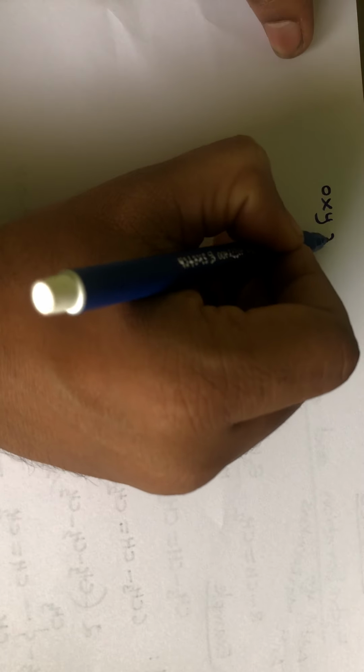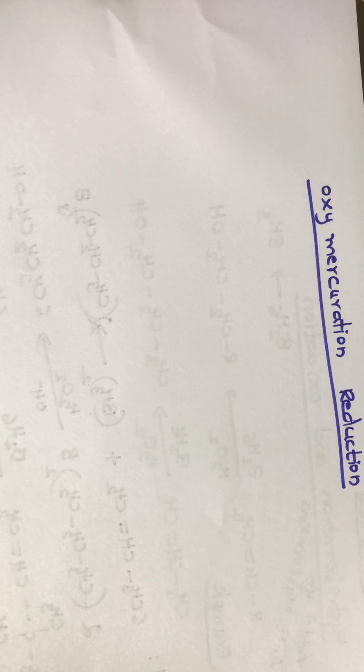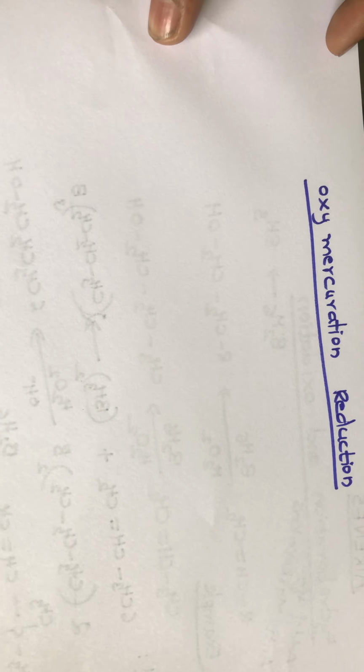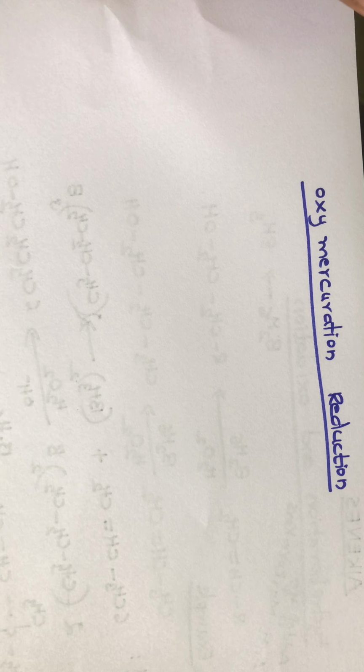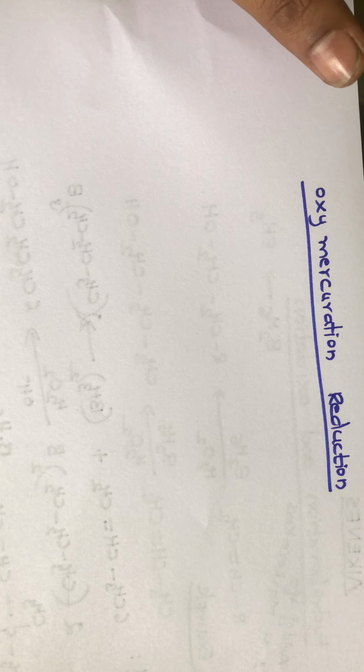Another such reaction is oxymercuration reduction. This is an excellent method for preparation of alcohols. In oxymercuration reduction also there are 2 steps.